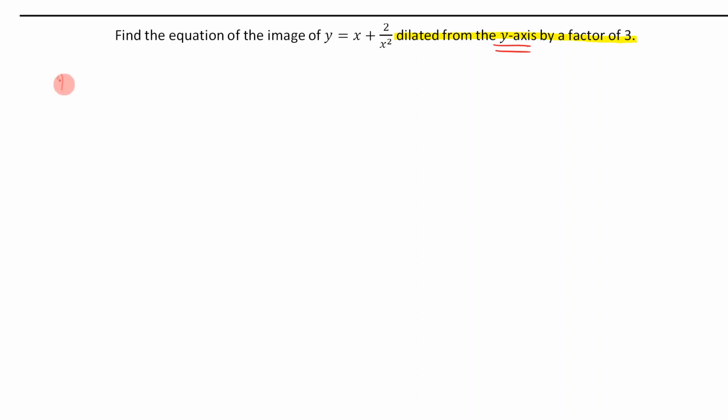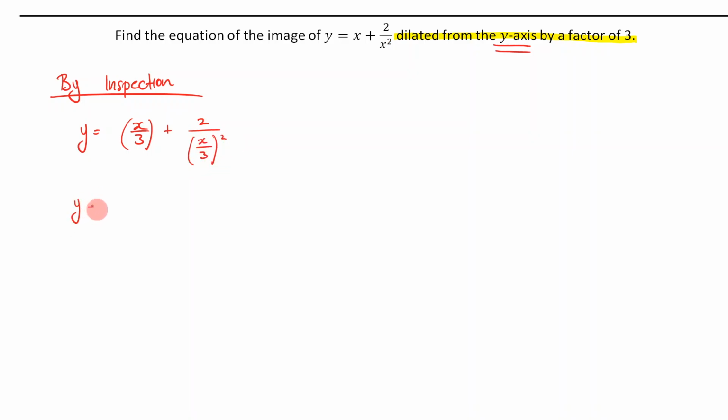Let's begin by doing this by inspection. How would we do this by inspection? Because I'm dilating it from the y-axis, that means I'm going to replace my x's here with x over the factor. So that means it's going to be (x/3 + 2) over, and then into the x spot here, I'm going to put x/3, and then this needs to be squared.